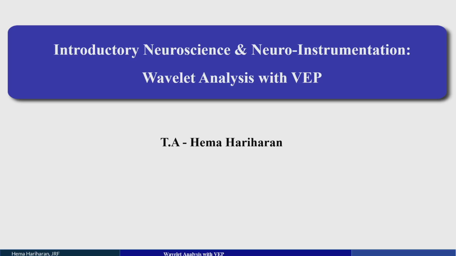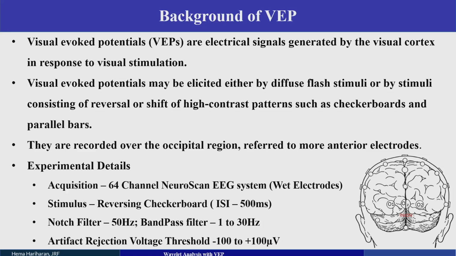Firstly, I'll give you a background about what this VEP is. VEP is nothing but the visual evoked potential. As I told you, what is an ERP? ERP is an event related potential. How the brain responds to a particular event is what is called the event related potential.